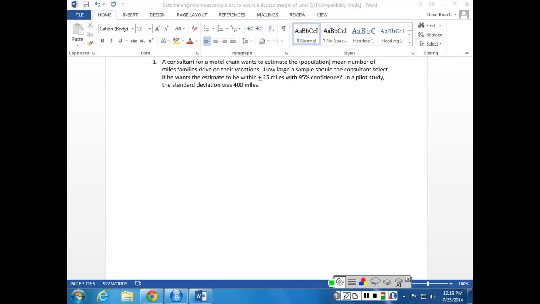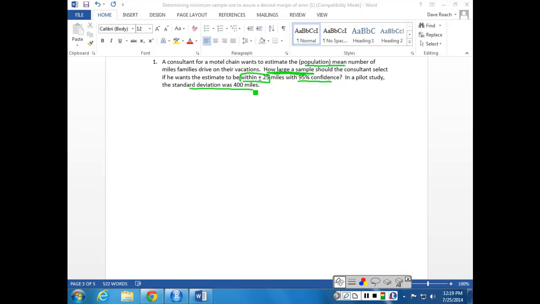Okay, so in this first problem, we're estimating the population mean. It says how large of a sample. That's how we know it's a sample size problem. We want our estimate to be within 25. That's the margin of error. We want 95% confidence. And we think the population standard deviation is about 400.